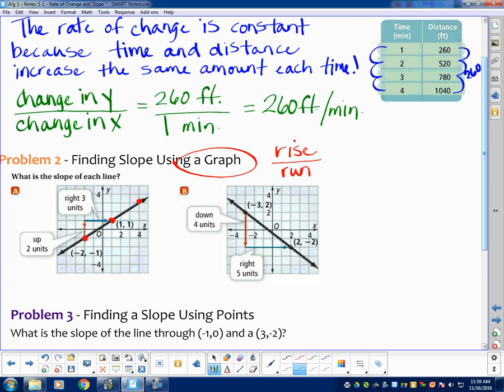So if I'm counting the rise over the run, I want to get from this point to this point. How much am I rising? 2. And how much am I running? 3. Are they both positive? I'm going up, that's positive, and I'm going to the right, that's positive. So my slope is 2 over 3.